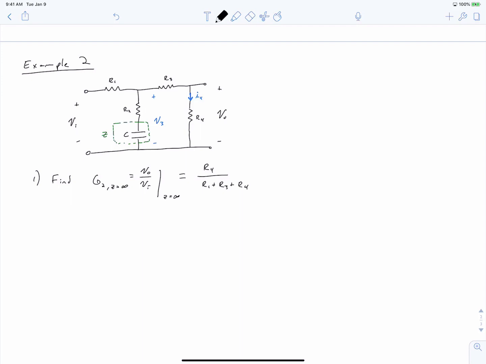You should have found the following transfer function, which is just a simple gain. This is just a simple voltage divider if the capacitor is not present. Now I want you to find the driving point impedance of this circuit. That is, find ZD. Press pause now and play when you're ready to resume.